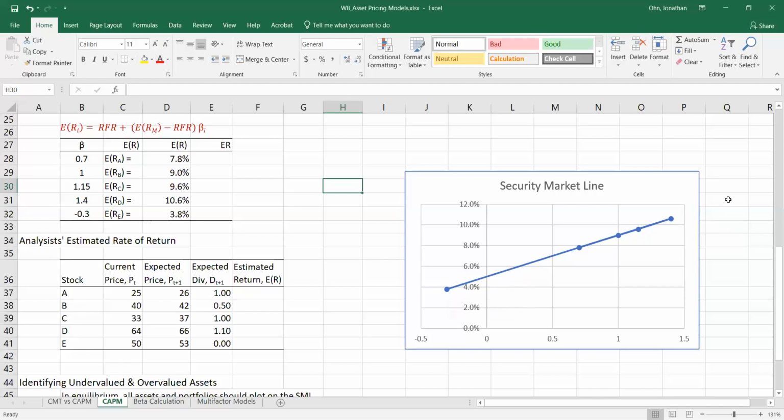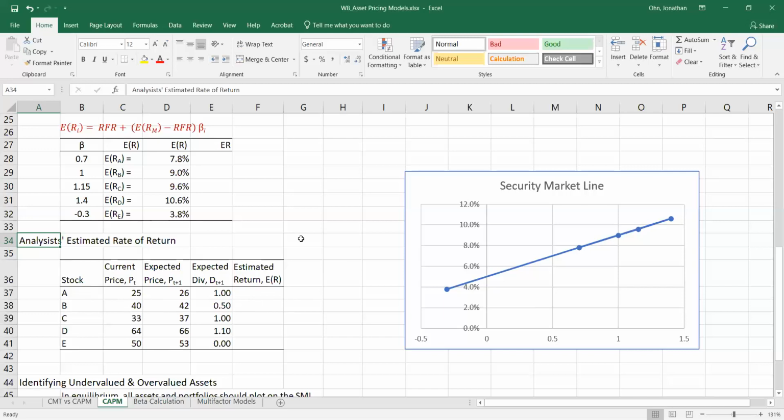Now we finished the theoretical part. Let's get into the actual part. Wall Street analysts look at all these stocks and use information like current price, expected price, and expected dividend, and determine the analyst estimated return.